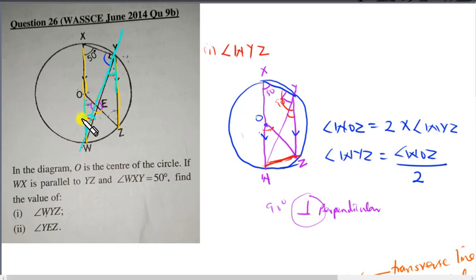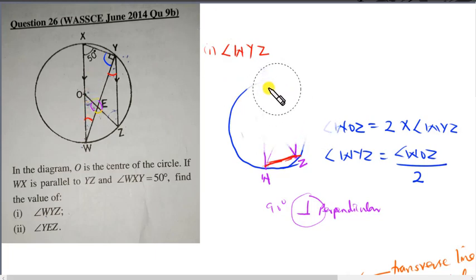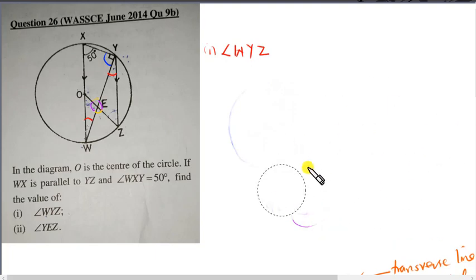So these two angles alternate, so it makes them equal, and therefore we say that the angle XWY is equal to the angle WYZ. That is the angle that we find. So if we can find the angle XWY, then we can know the angle WYZ. So now let us start to solve this, and that is how we are going to approach the question.